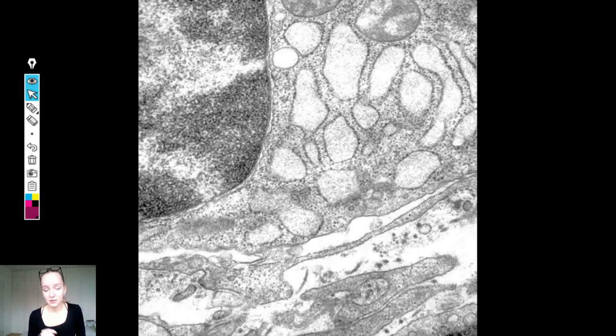And this is a picture from an electron microscope right here. This is the plasma cell, and we can see the nucleus right here. And here we can see dilated cisternae of granular endoplasmic reticulum, dilated cisternae which contain immunoglobulins. So this is a very typical picture for the plasma cell.